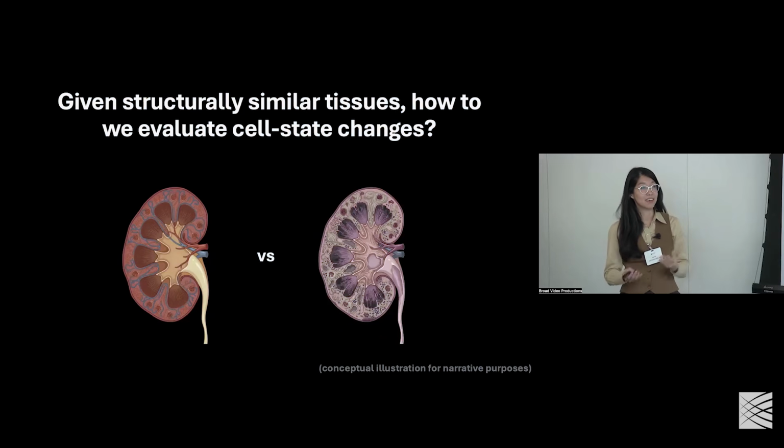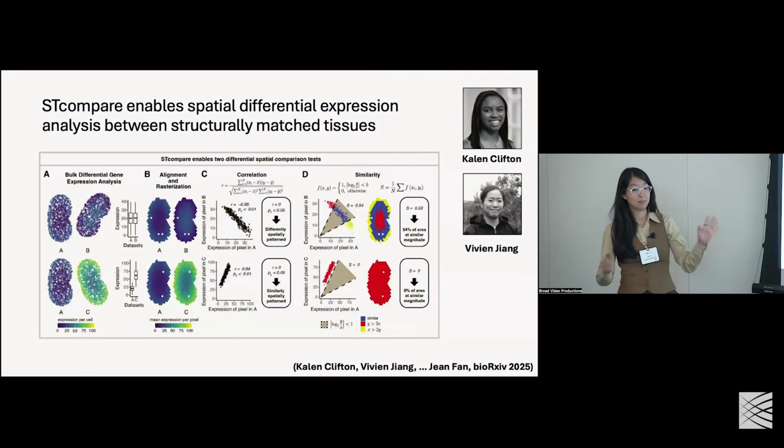We can see this on a mesoanatomic scale also. The structure of the kidney doesn't change, but the underlying gene expression can change. So given this kind of structurally similar tissue, how do we actually make these molecular gene expression comparisons? So we developed this approach called STcompare, which enables spatial differential gene expression analysis between structurally similar tissues.